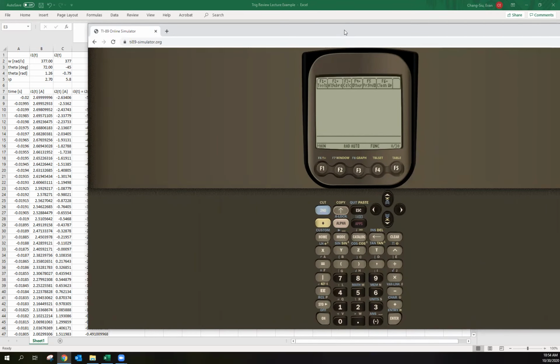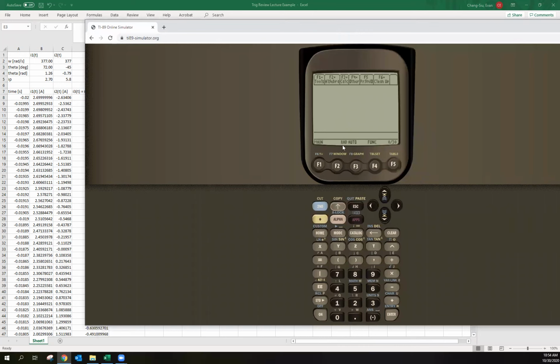Now, here are a few things you want to make sure of. You want to make sure you're in the correct mode. You see how I'm in radian mode here? Well, maybe you want to be in degree mode. It's pretty easy. Just go to mode, click, click, click, and set it to degrees. So we'll go 2 and enter.